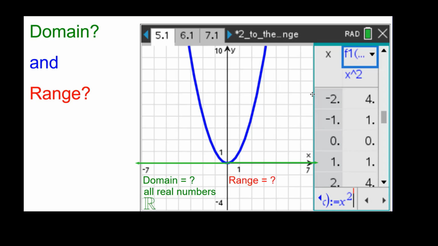The range, well, you'll notice in here, doesn't look like we have any negative numbers. So it's going to include 0 because of the vertex, and then everything above it. So it's going to be all real numbers greater than or equal to 0. And we write that in set notation as the set of all y such that y is a member of the real numbers and y is greater than or equal to 0.